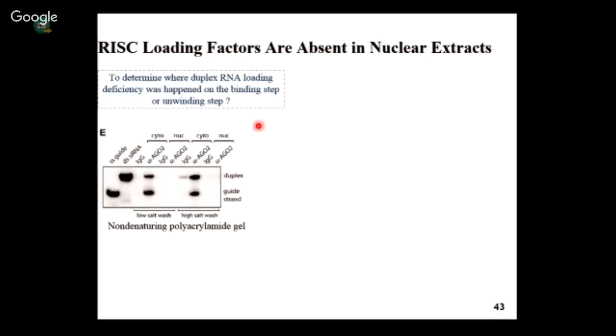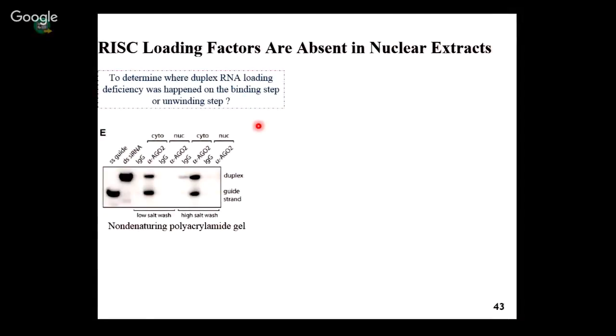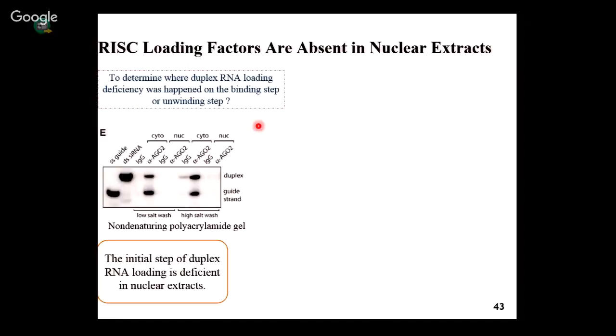When RNA isolated from the AGO2 immunoprecipitate was resolved, both the duplex and the single-stranded RNA were bound to the cytoplasmic AGO2, indicating the formation of both the complexes during loading. In contrast, neither complex was formed during loading in nuclear extracts. This result demonstrated that the initial step of the duplex RNA loading is deficient in nuclear extracts.